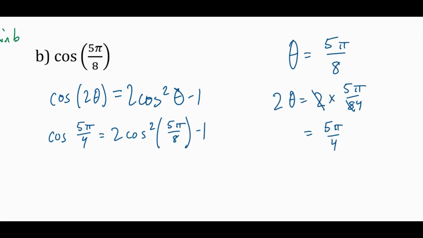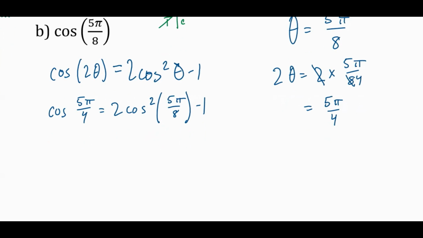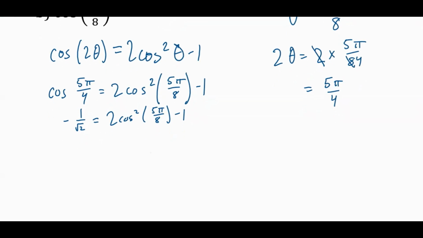I'm going to evaluate cos of 5 pi by 4 first. Which quadrant is 5 pi by 4 in? Third quadrant. Okay, so cosine is negative there. And 5 pi by 4 is 1 over root 2. So this is negative 1 over root 2 equals 2 cos squared. Okay? Then I'm going to bring the 1 and the 2 over. When I bring the 1 over, it's positive. So I'm going to write it like this just because it looks a little nicer.